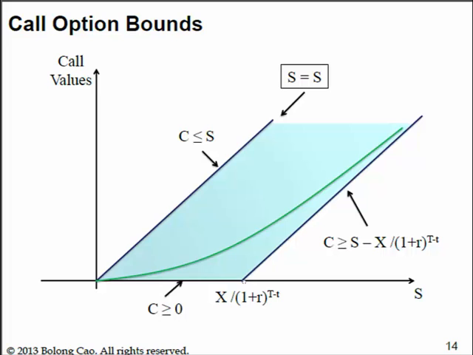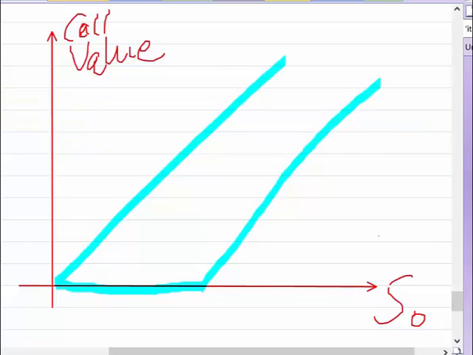In the picture here, this kink is the discounted strike price. Let's say that value is, make it $79. The discounted strike price is the present value of the strike, $79. Then the upper bound and the lower bound for a particular price of the underlying looks something like this.